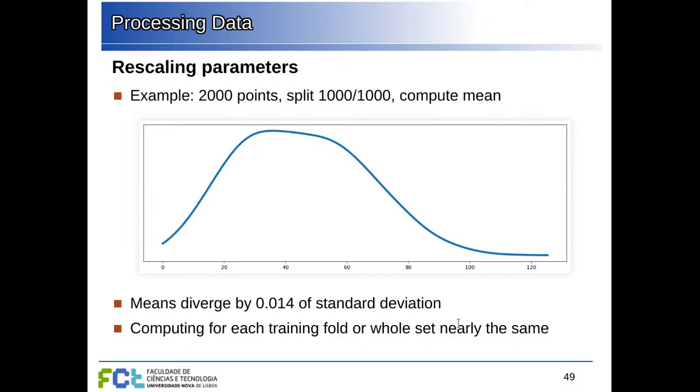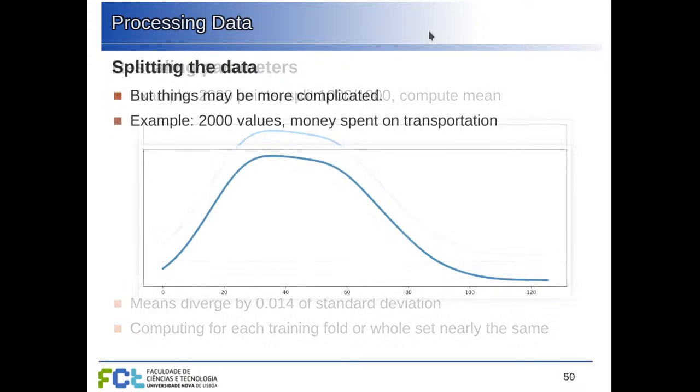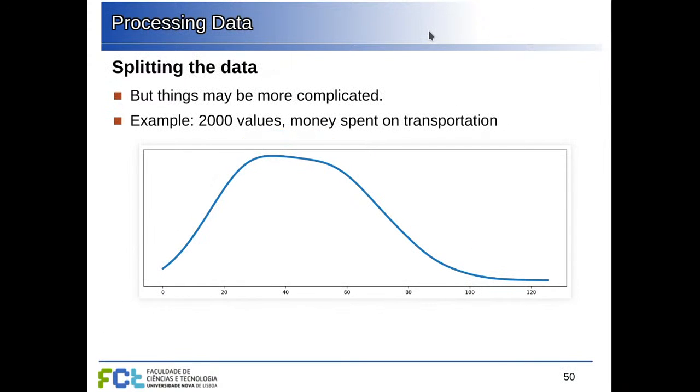So if you have a data set like this, it's not worth the bother of computing the rescaling factors for the training set and then applying them to the test set, even though in theory that would be the correct approach. It will give you exactly the same values, so it makes no difference. However, it may be more complicated if you have some kind of segmentation of your data or some different things.